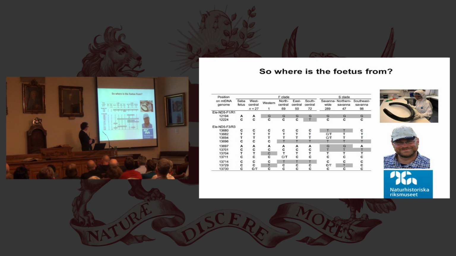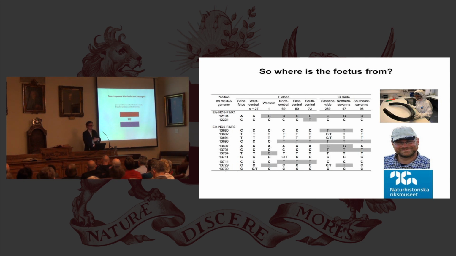These are a load of other elephants from different parts of the world, of Africa: West Central, Western, North Central, East Central, and so on. And basically we're looking for anything that doesn't have grey, and this elephant has got grey. It means it differs from our Seba sample. The only elephants that match the Seba sample come from West Central Africa, so we can actually even narrow down where the fetus came from.